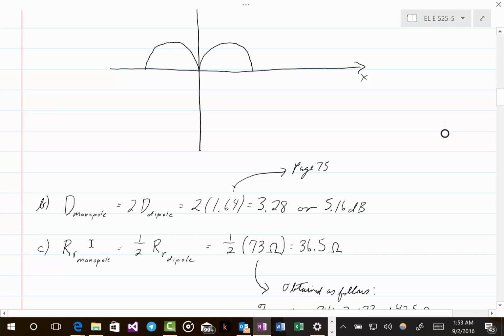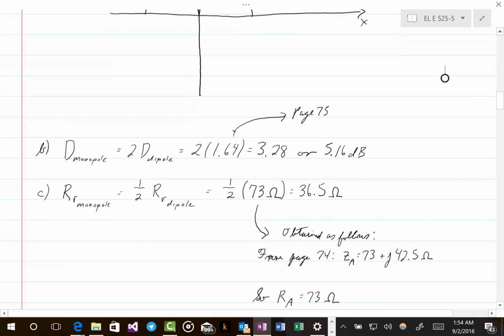And then finally, part C for the radiation resistance. The radiation resistance of a monopole is half of the radiation resistance of the corresponding dipole. Again, this is for a monopole above ground plane. Is half the radiation resistance of the dipole in free space. And so in this case, that would be 1/2 of 73 ohms, which is 36.5 ohms.